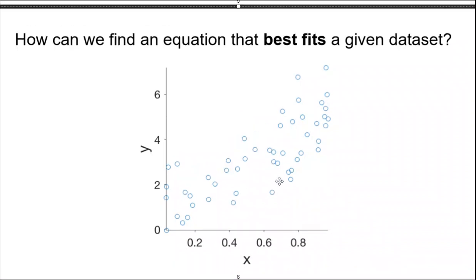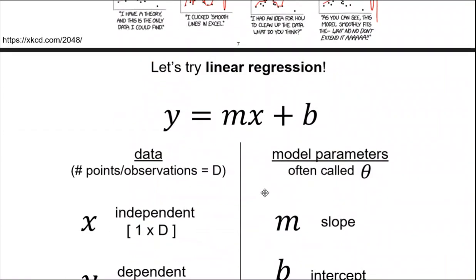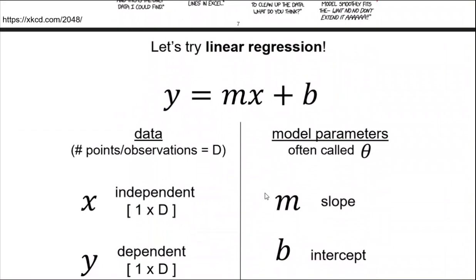So if we have this data and we need an equation to give the best fit of the given data set, we can do many things, but a simple thing is linear regression. We have y equals mx plus b, the good old equation, and we have this data x and y, where x is the independent and y is the dependent data.